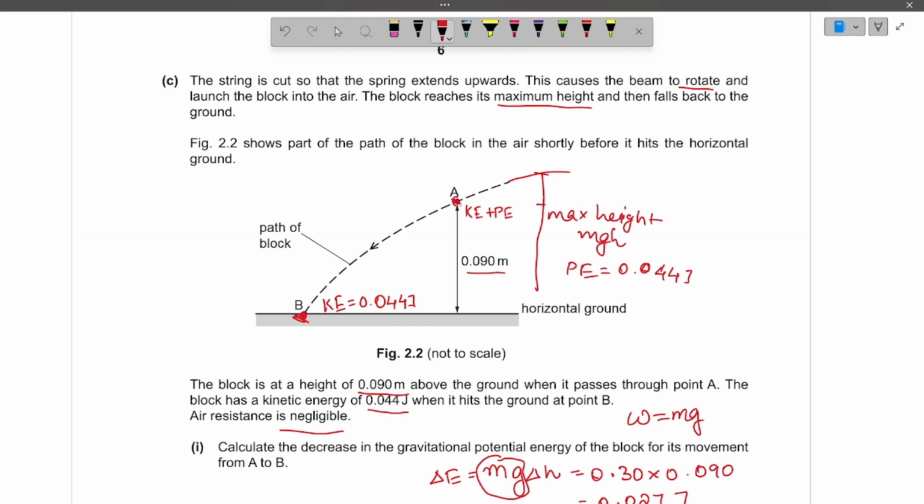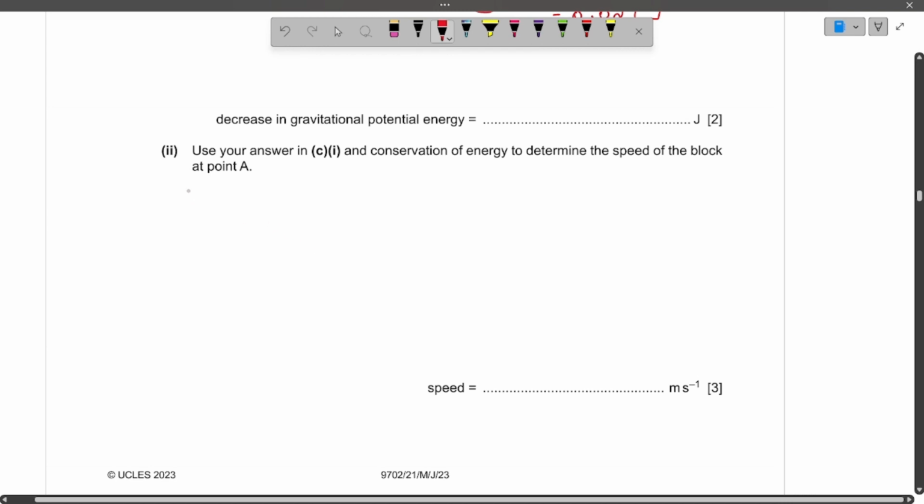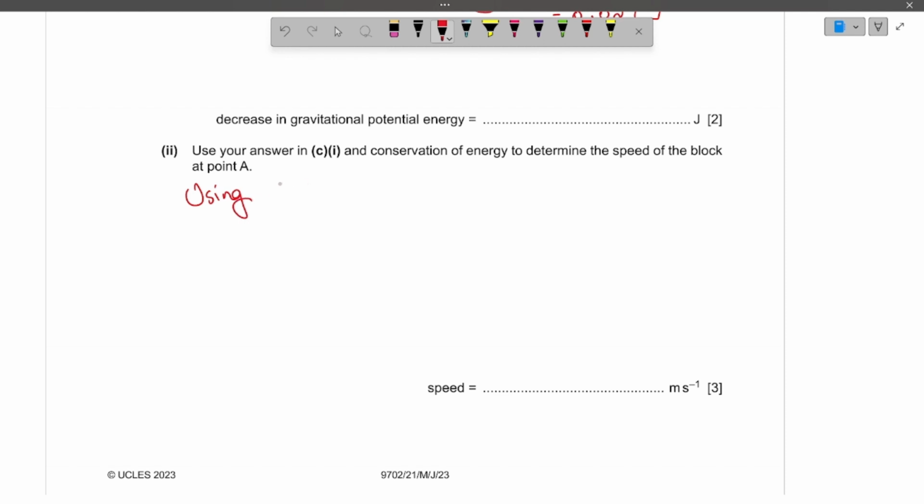Okay, so the sum of the energy that the block at point A is having would be the same as that for the block at position B as well. So the kinetic energy and the potential energy of the block at position A would be equal to the kinetic energy of the block at position B, because the energy would always be conserved, right? So using conservation of energy, the potential energy plus the kinetic energy at A would be equal to the kinetic energy at position B.